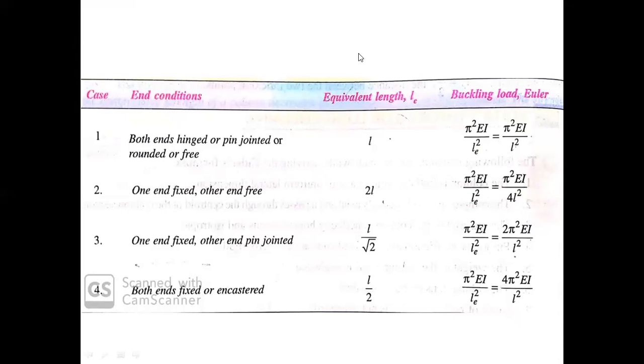For these end conditions, let us take the first one, for which we derived the formula also: when both ends are hinged or pinned, where it is rounded or free. The effective length of the column is L. Then what will be the buckling load? The Euler's formula which we derived is pi square EI by L square, isn't it? This is the formula we derived in the previous class, right?